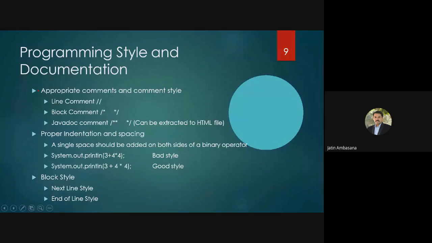Then we also saw that there are three types of comments: single line comment, block comment or multi-line comments, and documentation comments. Okay. This Javadoc comments start with slash and double star, and this can be extracted to an HTML file. Okay, that is the best part of it.